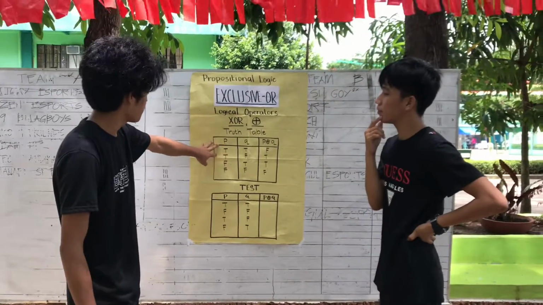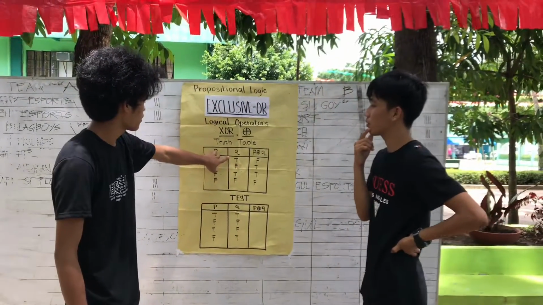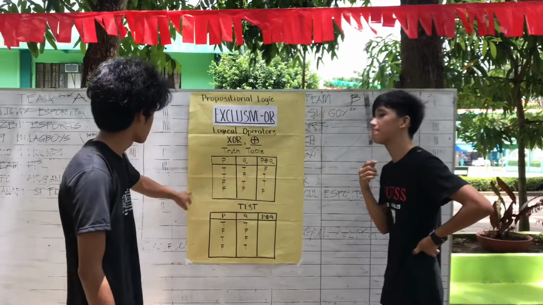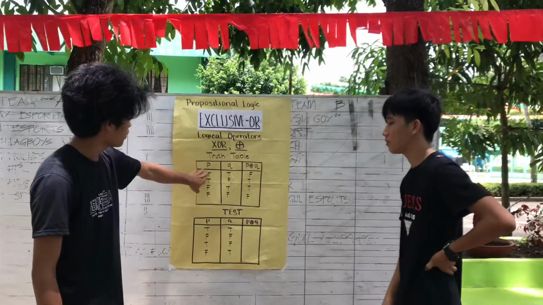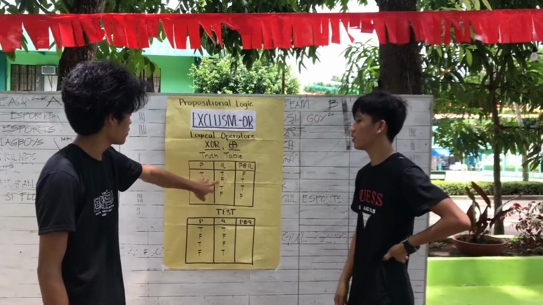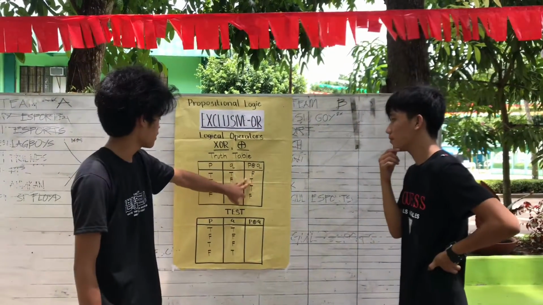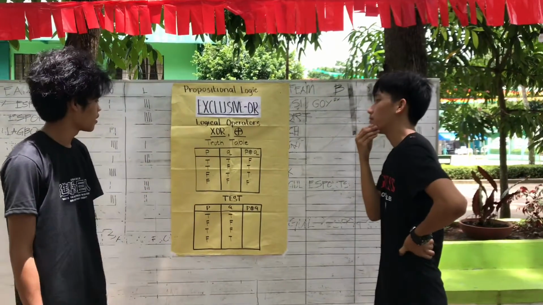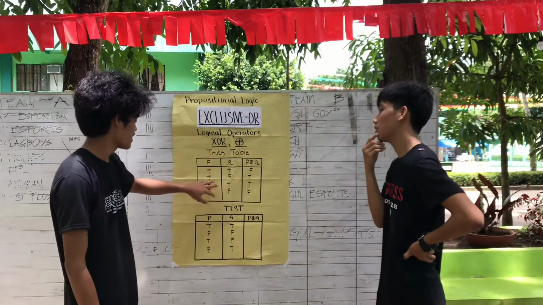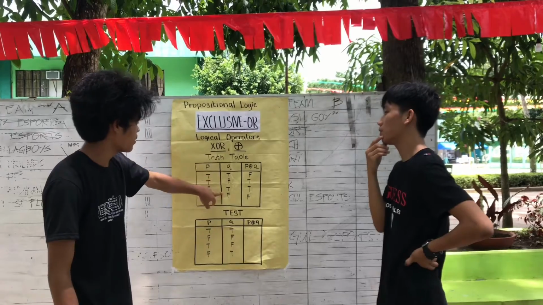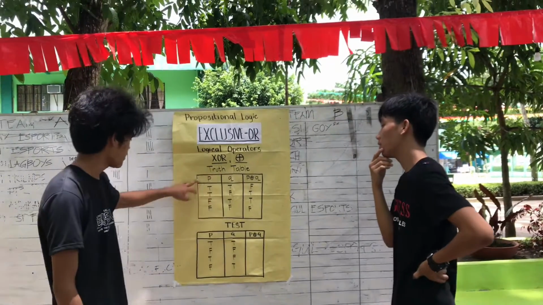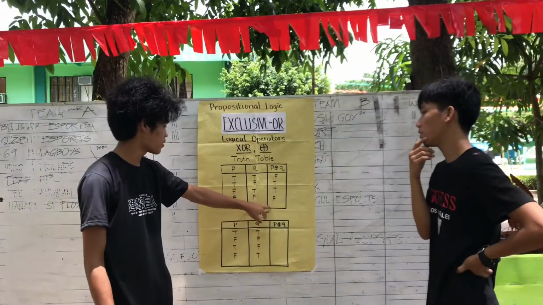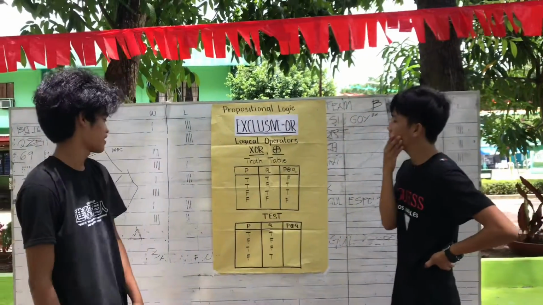In the truth table, if P is true and Q is true, then it is false. If P is true and Q is false, then it is true. If P is false and Q is true, then it is true. If P is false and Q is false, then it's also false.